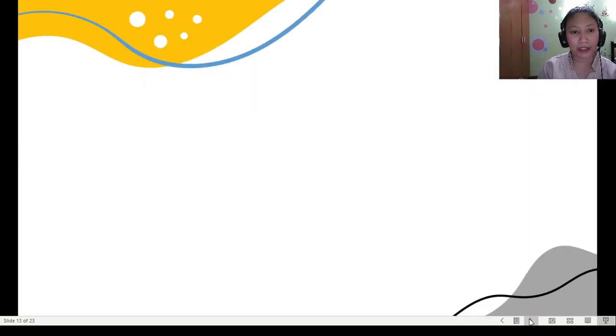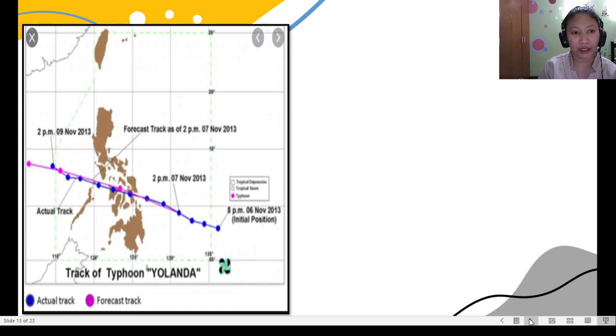So, more likely, dapat ganyan magiging itsura niya. Ayan. So, nakikita nyo dyan yung Philippine Area of Responsibility, yung light blue na color. So, makikita nyo na nung November 6, 8 p.m., wala pa siya sa PAR, or Philippine Area of Responsibility. Pero, after that, nung nakapasok na siya, ayan, tuloy-tuloy na, no? Hanggang 2 p.m. na November 9.